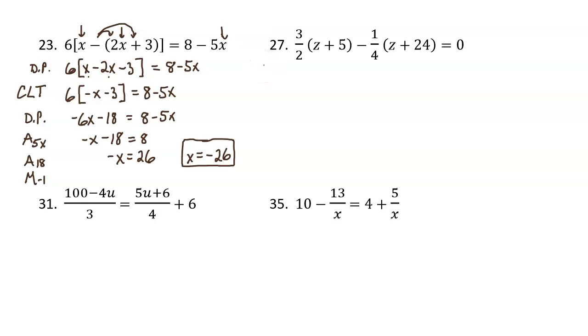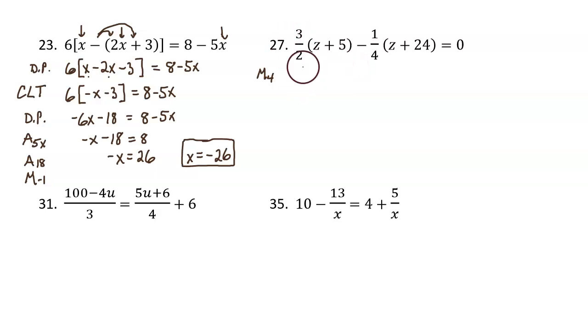Problem 27. There's different ways that this can be done, but I'm going to approach it by removing those fractions instead of distributing the fractions. To do it, I'm going to multiply by the lowest common denominator, which is going to be a 4. I'm going to multiply all of the terms by 4.